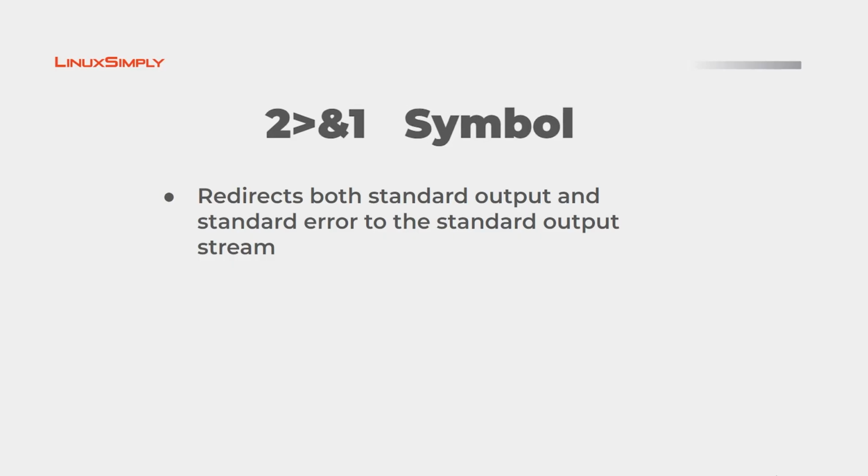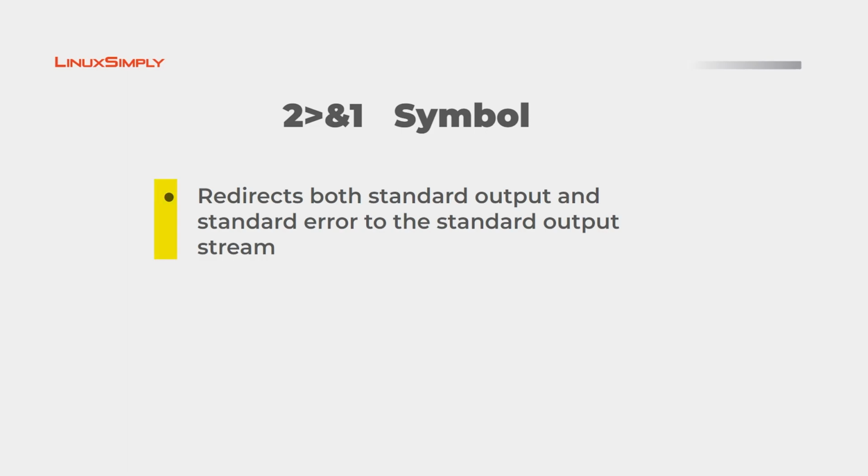Next comes the 2 greater than ampersand 1 symbol. Now, this symbol might look scary, however, it is very useful. It is used to redirect the standard error to the same destination as the standard output stream. In short, this symbol is used to merge the standard error with the output to the destination or the file where it is redirecting to. In this way, you can capture the output and monitor the error together easily.